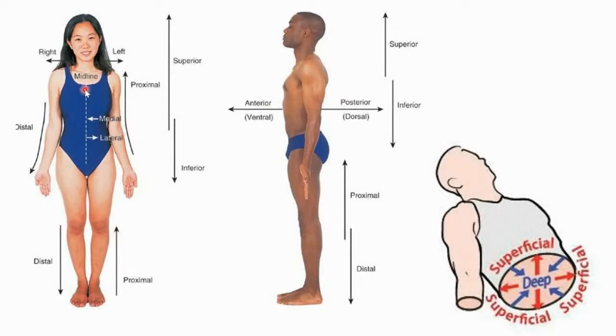I would use the terms medial and lateral. So if something is closer to the middle of the body, we would call that medial, more toward the middle. If something is farther toward the outside of the body, we would call that lateral, toward the outside. So medial toward the middle, lateral toward the outside.